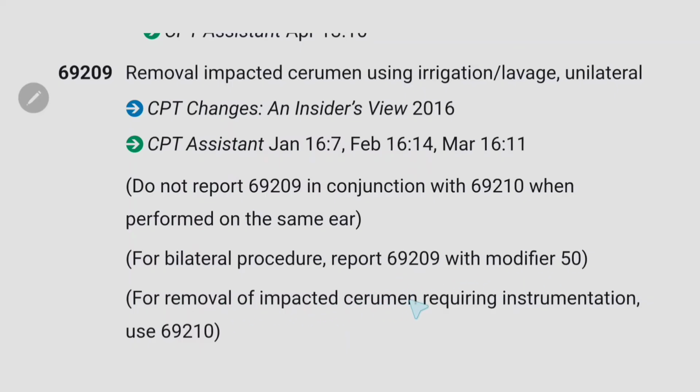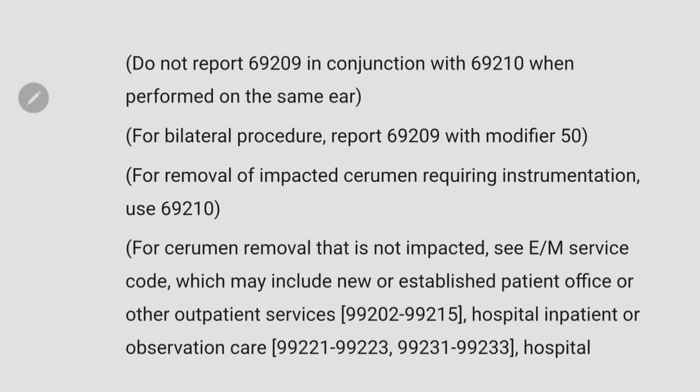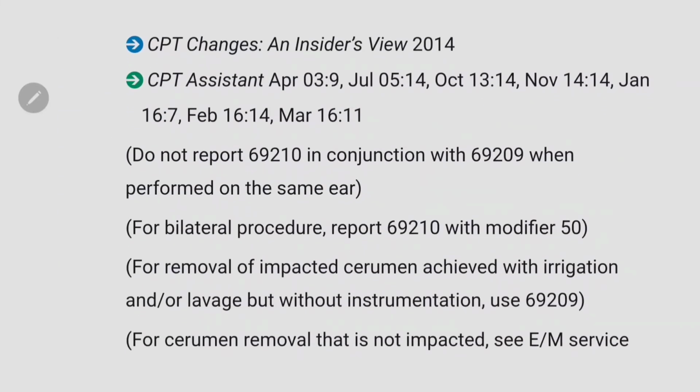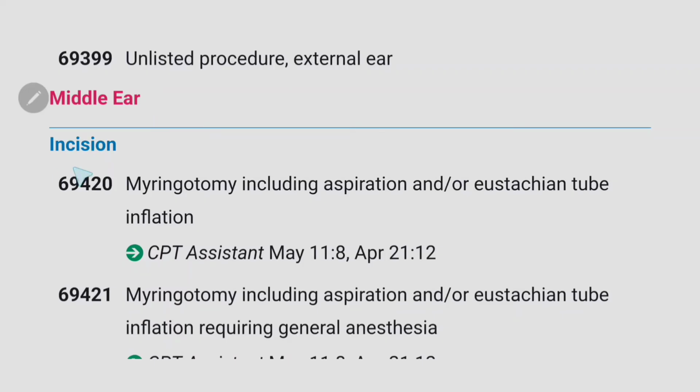For removal of impacted cerumen requiring instrumentation, use the code 69210. You can see the code 69210 is for removal of impacted cerumen requiring instrumentation unilateral. Okay, so below that also there are important parenthetical notes. Just go through that. Next important codes are for middle ear incision, that is myringotomy. So the code 69420 is for myringotomy, that is incision, including aspiration or eustachian tube inflation, and 69421 is for myringotomy including aspiration or eustachian tube inflation requiring general anesthesia.